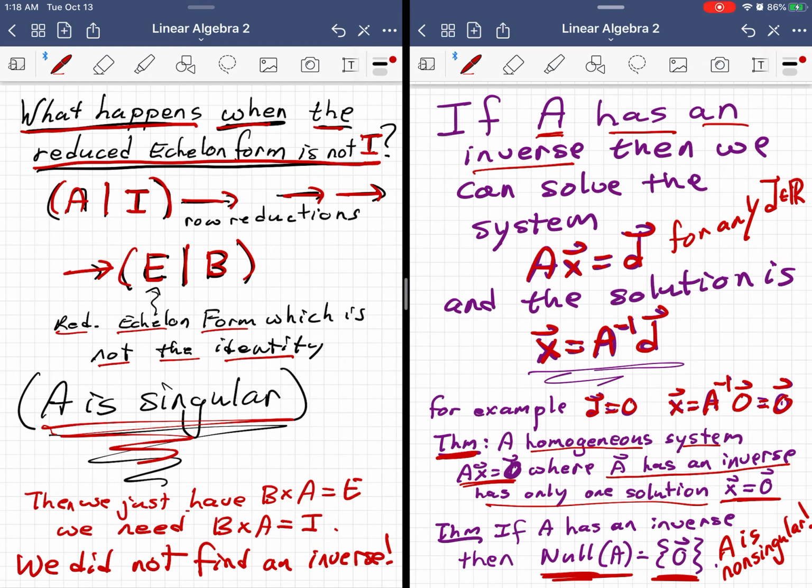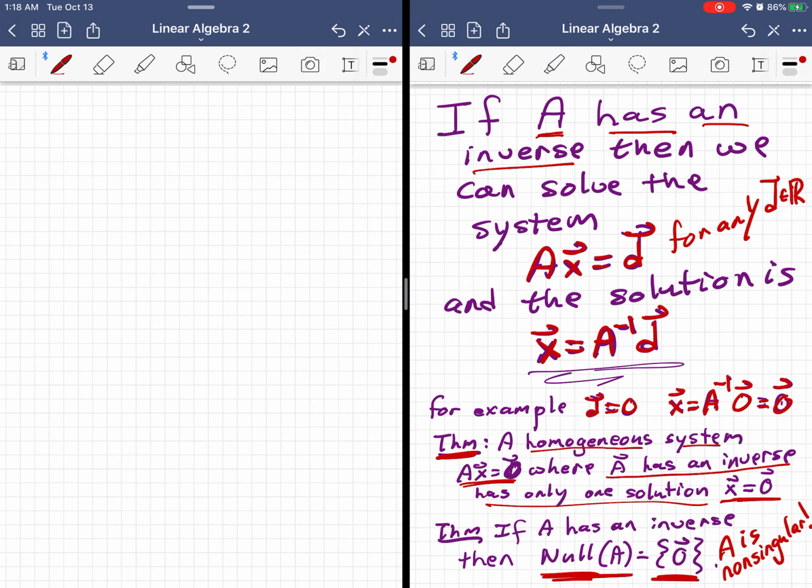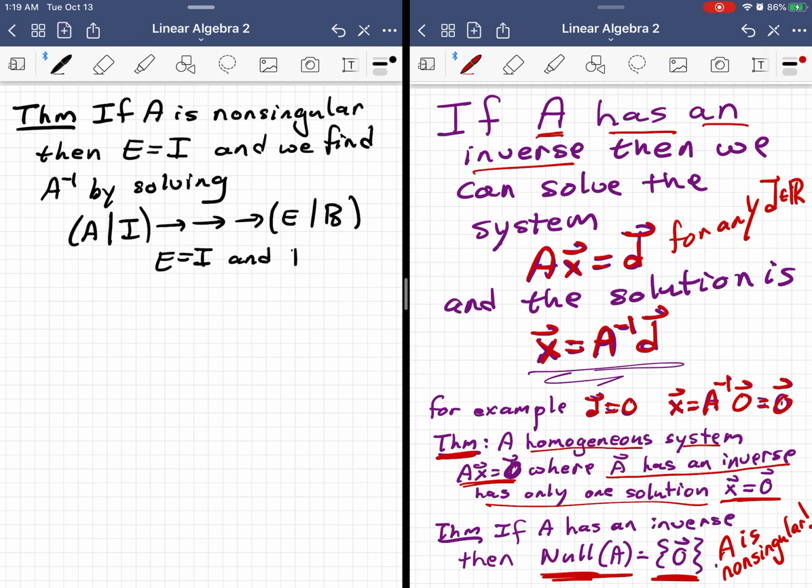So let's just put this all together and clarify it with a very straightforward theorem. I'm just going to write the theorem right here, so we can refer to it. Theorem. If A is non-singular, then E, the echelon form, E equals the identity, and we find A inverse by solving A identity, row actions until we get to E, B, and E equals identity, and B equals A inverse.